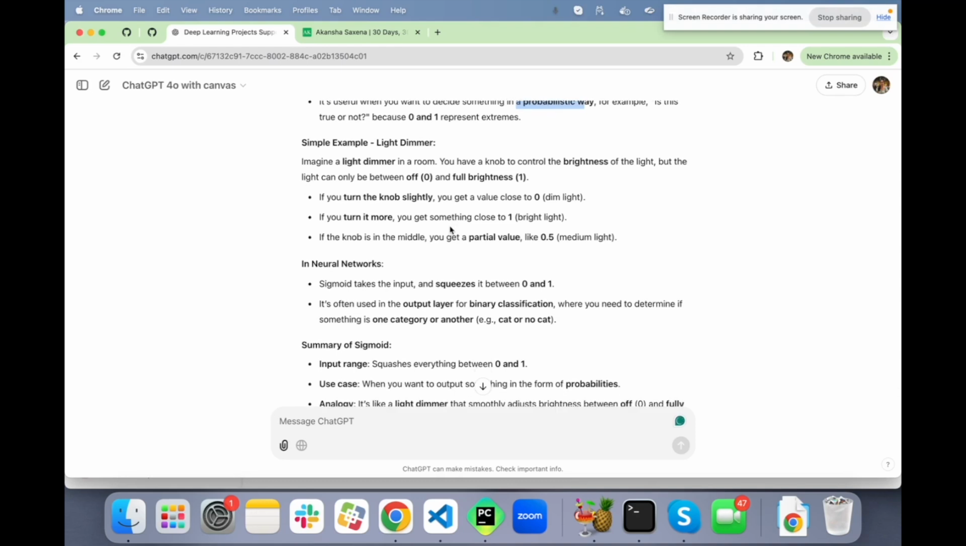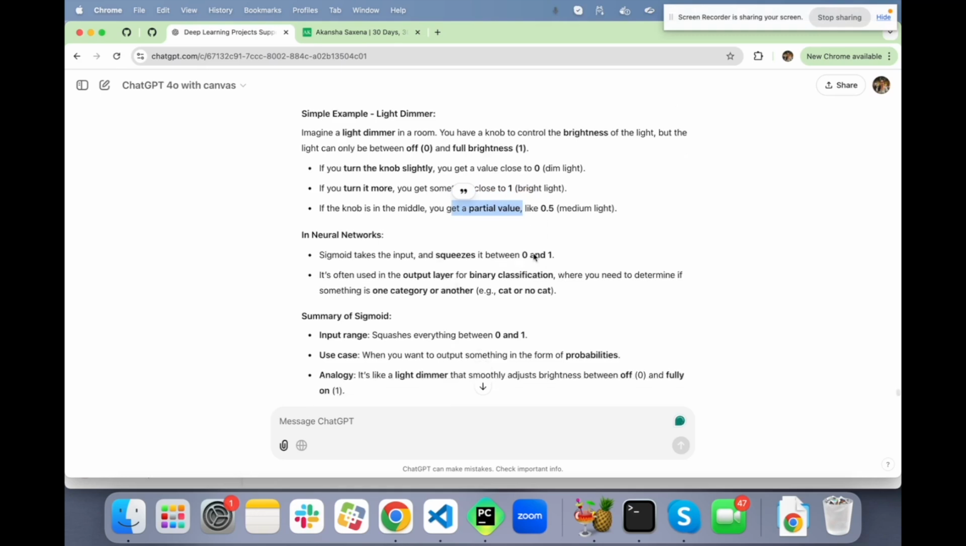An example would be a light dimmer. Imagine a light dimmer in a room. You know, a knob to control the brightness of the light, but the light can only be between 0 and full. 0 means off, full means full bright, 1. If you turn the knob slightly, you get a value close to 0. If you turn it more, you will get a value close to 1. If the knob is in the middle, we get a partial value like 0.5.